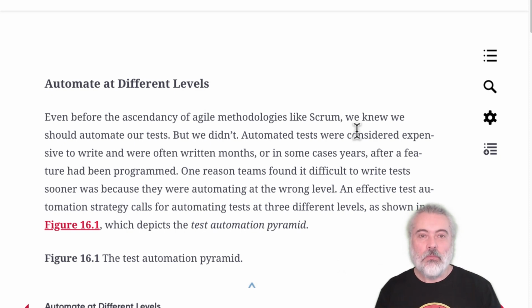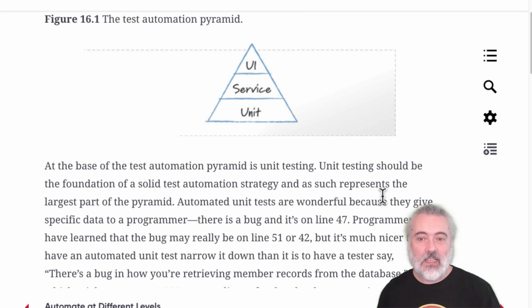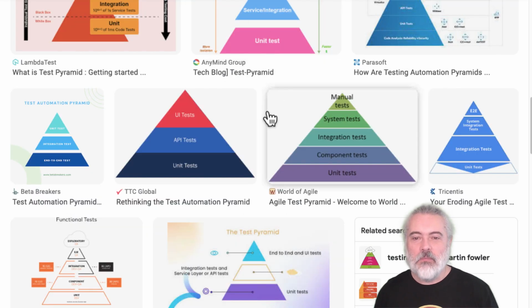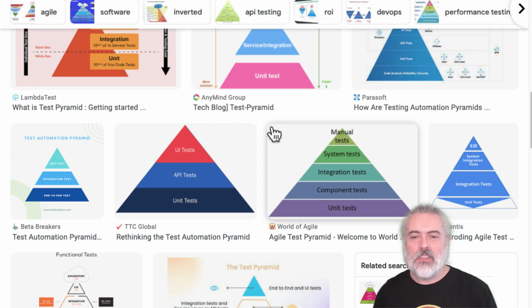What does levels mean? So Mike creates a diagram that explains what levels mean. And he's got a UI level, a service level, and a unit level. People don't tend to use the term service level or service tests. So there's an ambiguity here that is really, really important and explains why it has been misinterpreted so much. I don't understand what service level means, so I'm going to call it API tests. I don't understand what it means, so I'm going to split it into system tests, integration tests, and component tests.